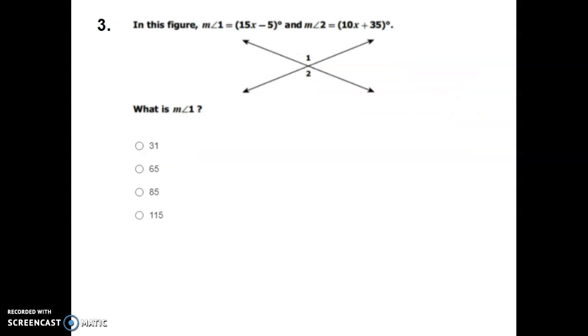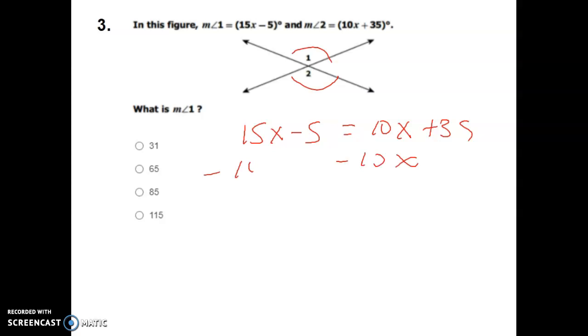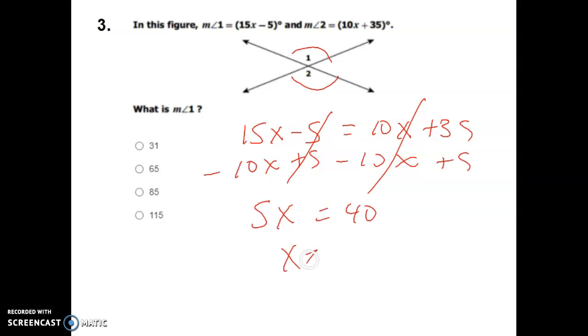Number 3, in this figure, okay, they give us some information. What's the measure of angle 1? Well, those are vertical angles, and vertical angles are congruent, always. So I can just set those equal to each other and solve it like I would a regular equation in Algebra 1. So I'm getting 5x equals 40, so that makes x equal to 8.